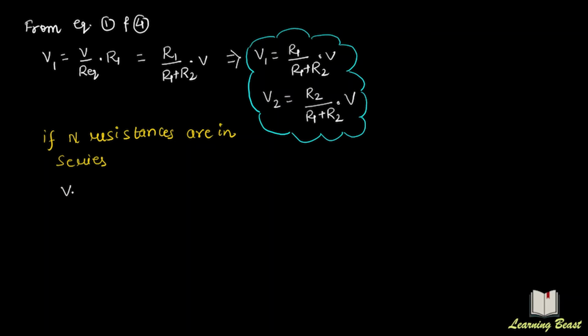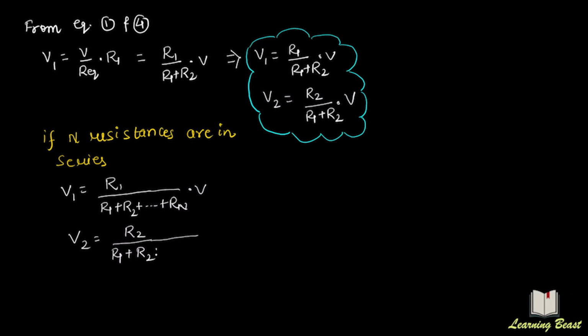then this V1 is equal to R1 divided by R1 plus R2 till Rn into V. Similarly, V2 is equal to the value of the resistor R2 divided by the equivalent resistance of the series circuit, that is equal to R1 plus R2 till the nth resistance into V. So these two equations are depicting the voltage division rule, and in this case the circuit is known as voltage divider.